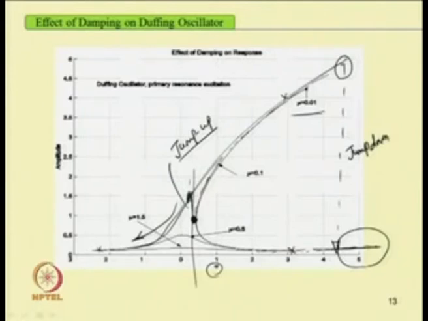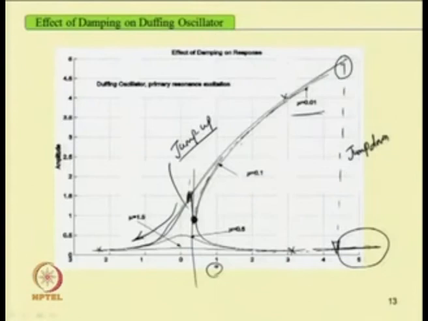This point, where the nature or the number of responses of the system changes, is known as a bifurcation point. So, at this point we have a bifurcation point. This means that at or after this critical frequency, the nature of the solution or the response of the system changes, or the number of solutions of the system changes.